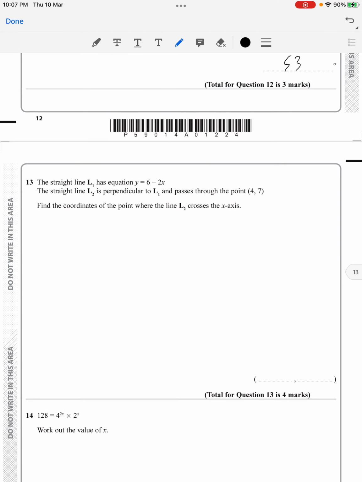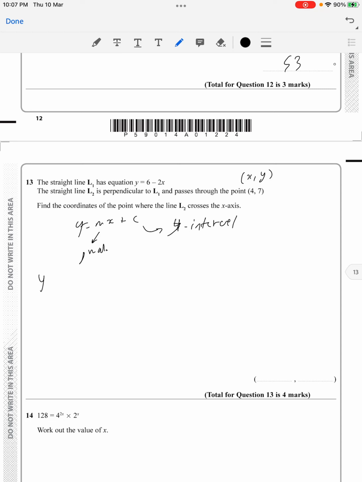That was straightforward. Next one is a graph question, or more like a gradient question. Straight line L1. You remember y equals mx plus c, where m is the gradient and c is the y-intercept, okay? So this is involving perpendicular equations. We would like to put our coordinates there. Find the coordinates of the point where L2 crosses the x-axis. For perpendicular lines, the slopes are opposite reciprocals, okay?